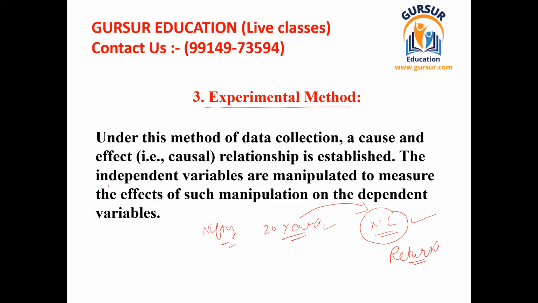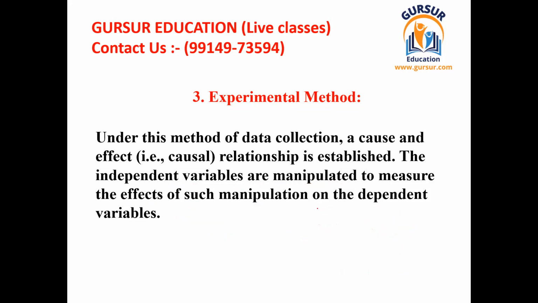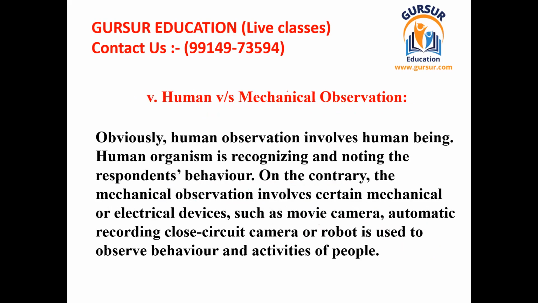In it, independent variables are manipulated to measure the effect of such manipulation on the dependent variable. That can be a simple example. Sometimes the data can be raw data that is not usable directly for your research purpose, so you have to convert it using experimental methods. So this was the third method, which is also included in data collection.